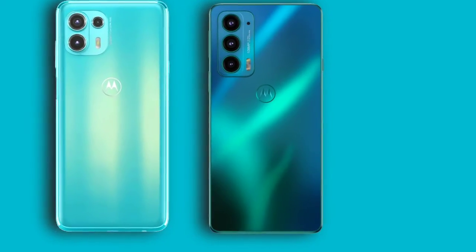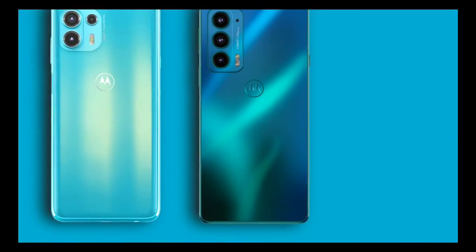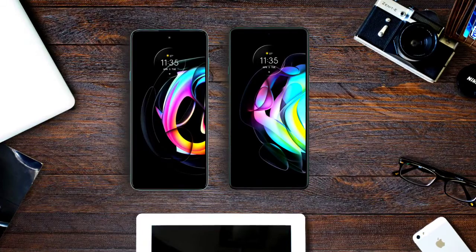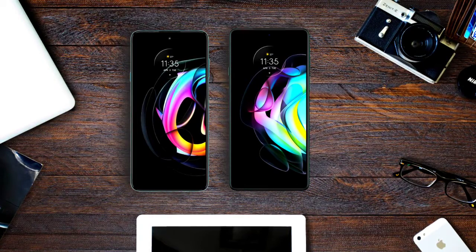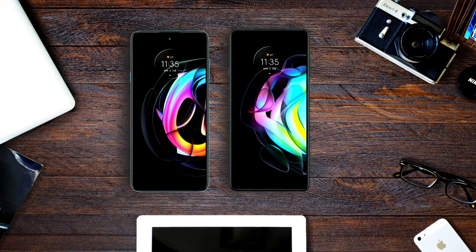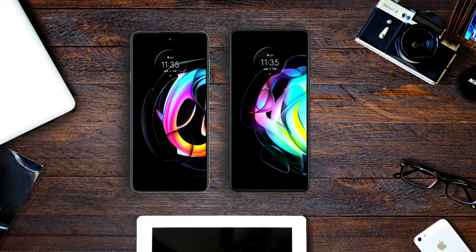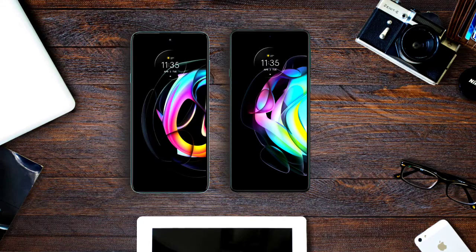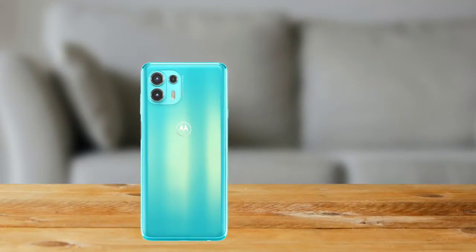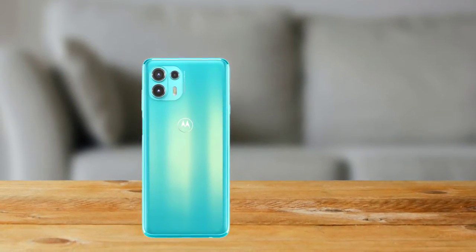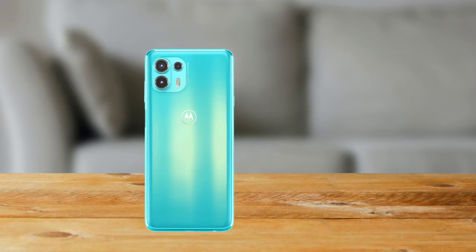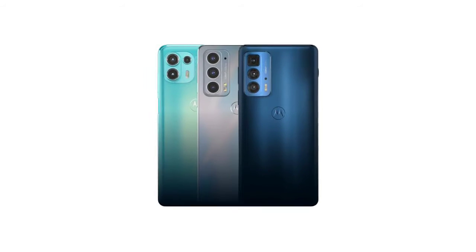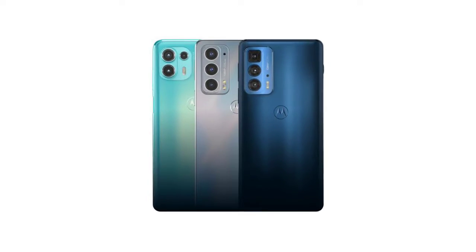So one key difference between both devices is the refresh rate of the displays. Now, the Motorola Edge 20 and the Edge 20 Fusion have the same display size, which is 6.7 inches. They have the same OLED panel, but the Motorola Edge 20 has a 144 Hz refresh rate, while the Fusion has just a 90 Hz refresh rate. So as you can see, it's a lot higher than that of the Motorola Edge 20 Fusion. So that's basically the key difference between both displays.